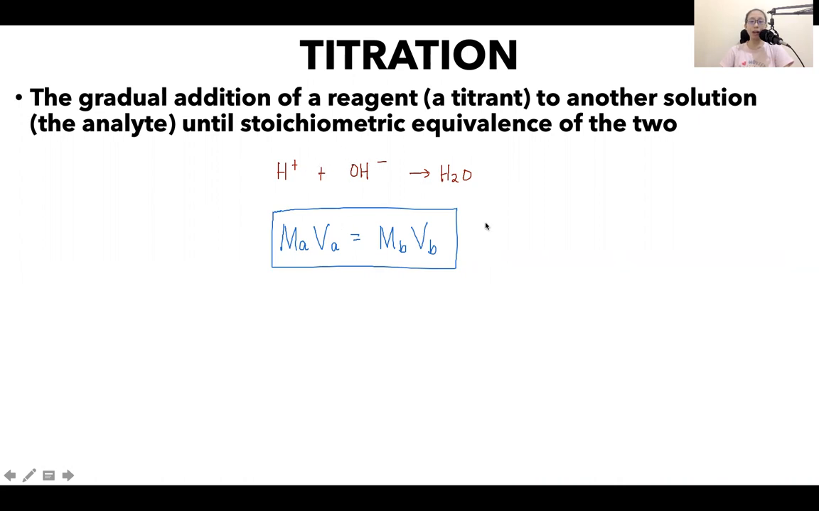And I also have to mention that titration is not limited to acid-base titration. There are a lot of different types of titration, and it depends on the reaction taking place. If you are familiar with reduction oxidation reactions or redox reactions, we also have what we call redox titrations. So it's not limited to acid-base titration.